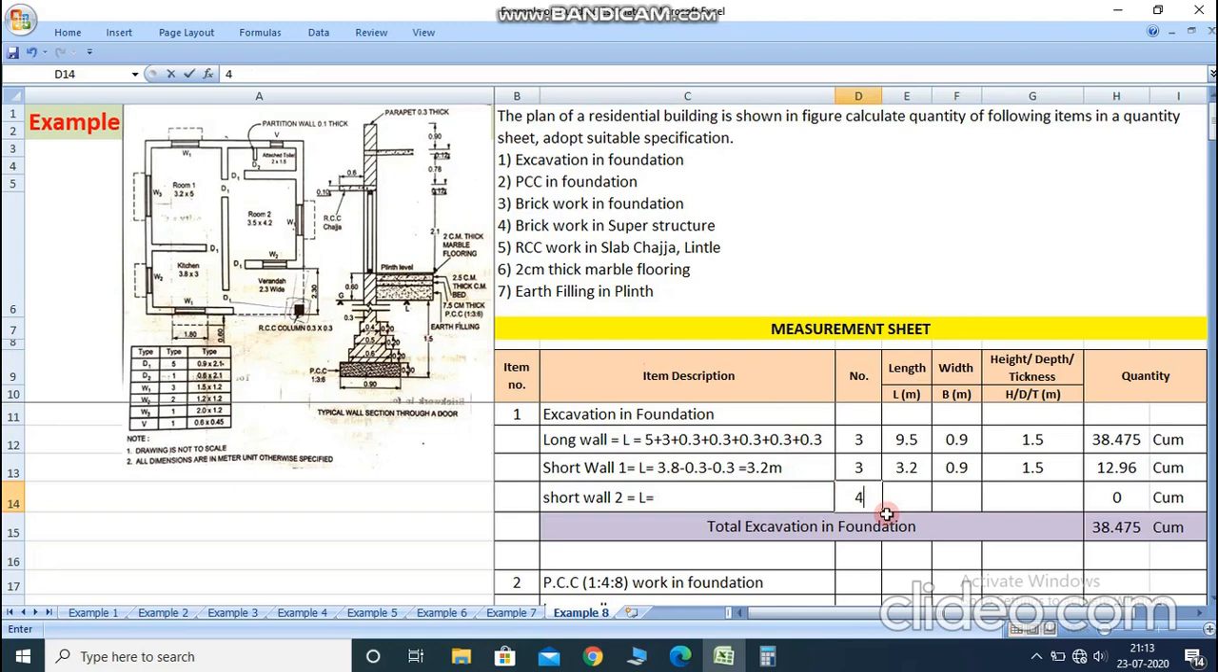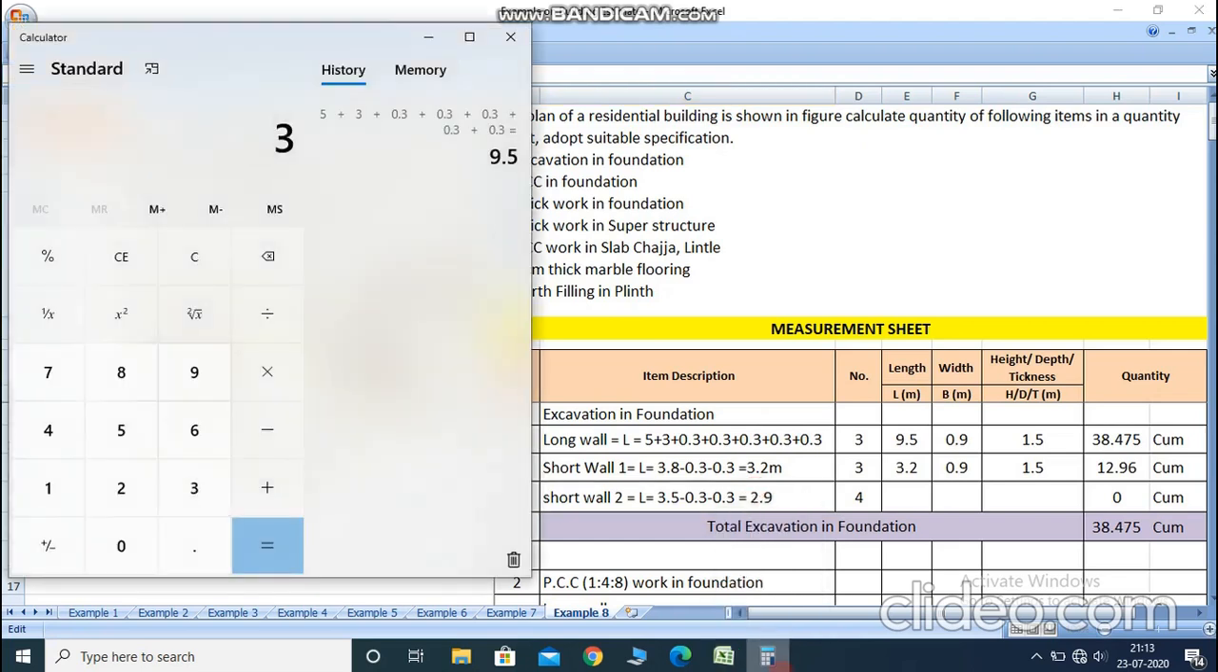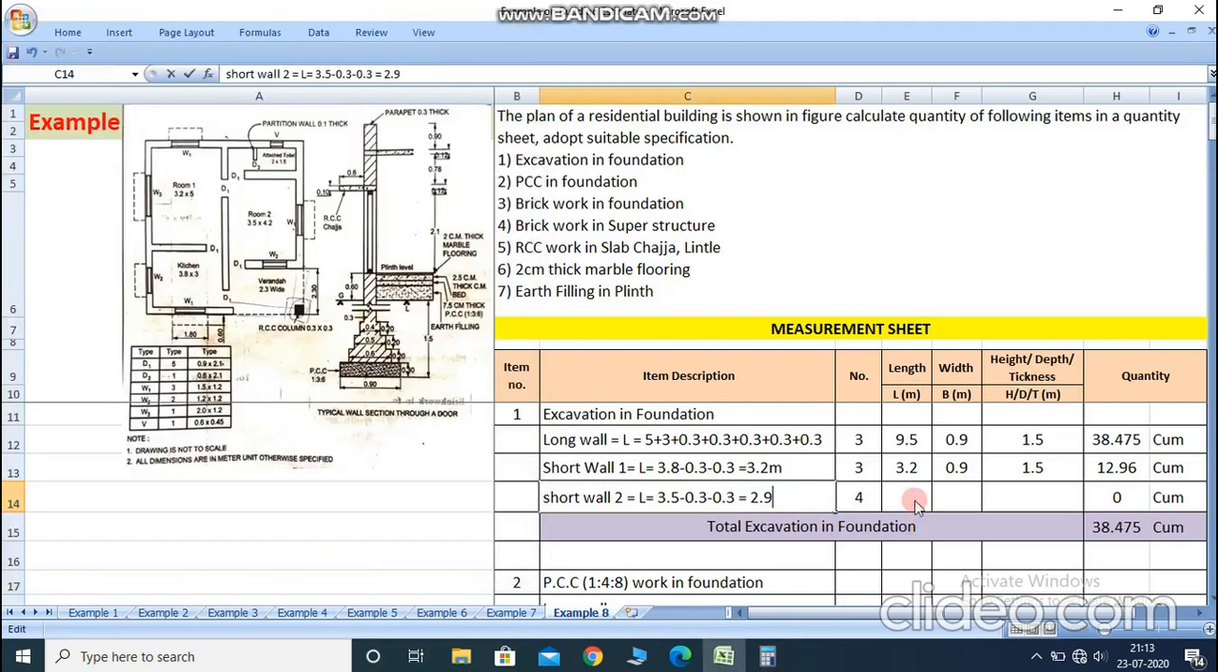So right here 4. Then the length is 3.5 meter minus 0.3 for the left side and 0.3 for the right side. So right here 3.5 minus 0.3 minus 0.3 is equal to 2.9 meter. It's a length. So right here the length is 2.9 meter.